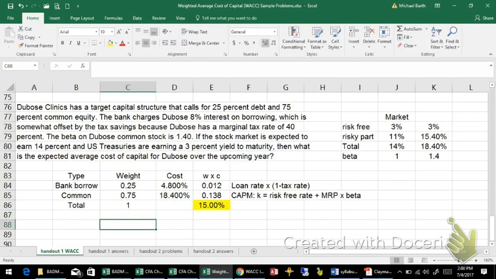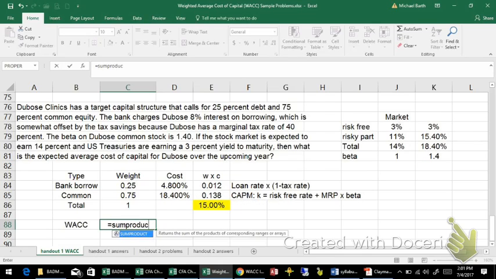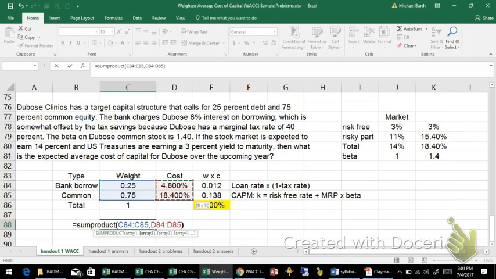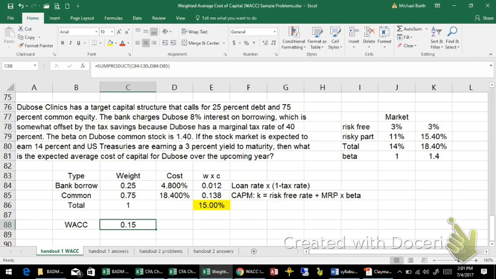And again, if you wanted to do this in one fell swoop, use the sumproduct function, take the weights times the cost, and it'll do that calculation in a single step. Exact same calculation, it's just a shortcut.